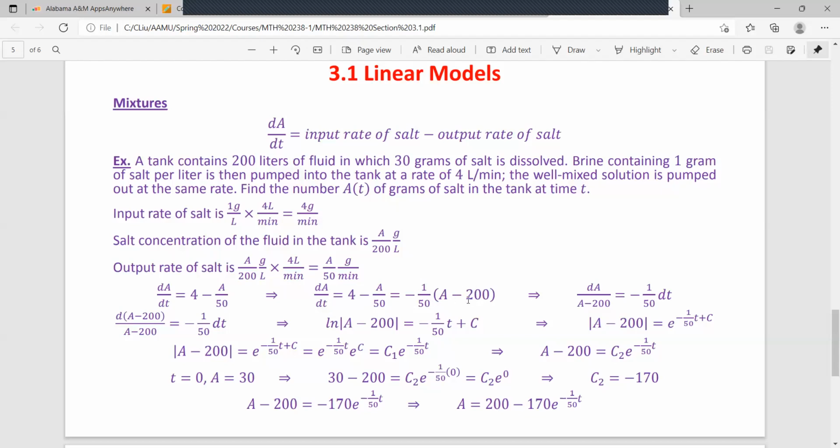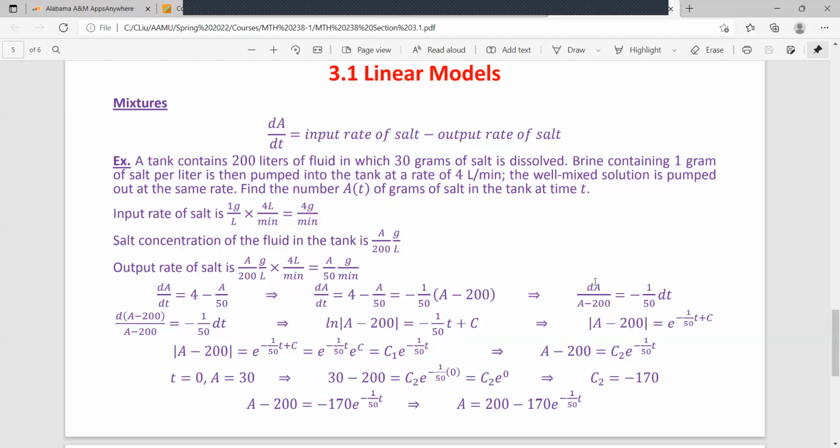If we do that, you can easily double check, this is the same as the original equation if you distribute the -1 over 50 on the right hand side, okay? And then you divide by A minus 200 on both sides and multiply by dt at the same time. Then we just got a separated equation, dA over A minus 200 equals -1 over 50 dt, and then you can integrate on both sides.